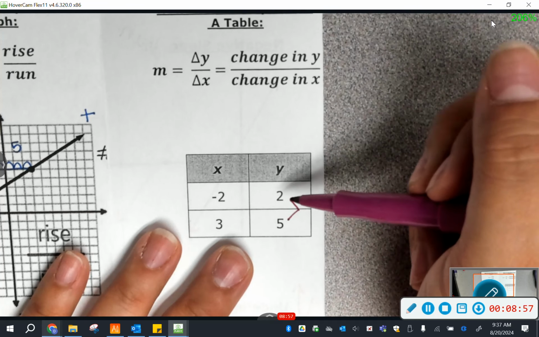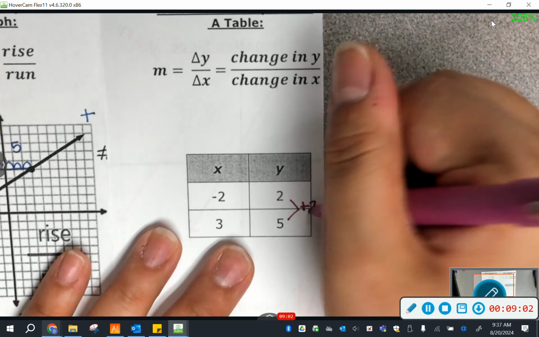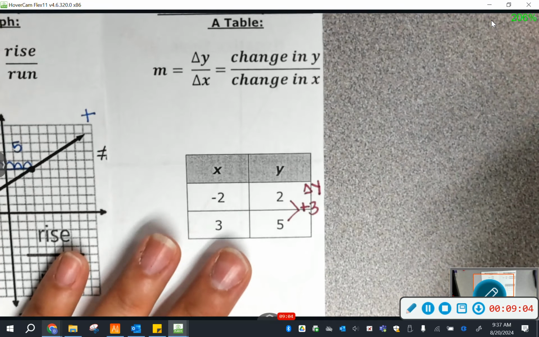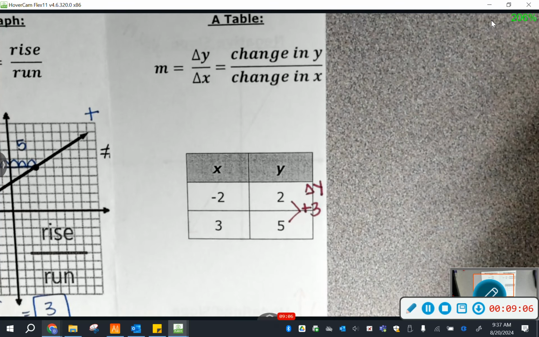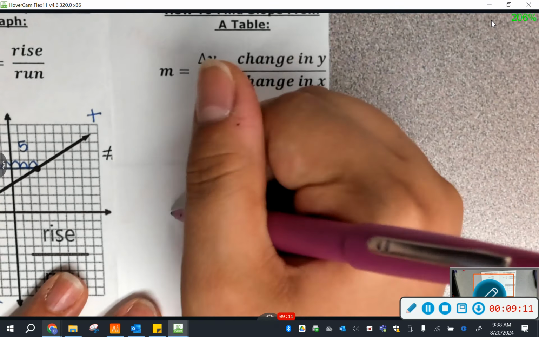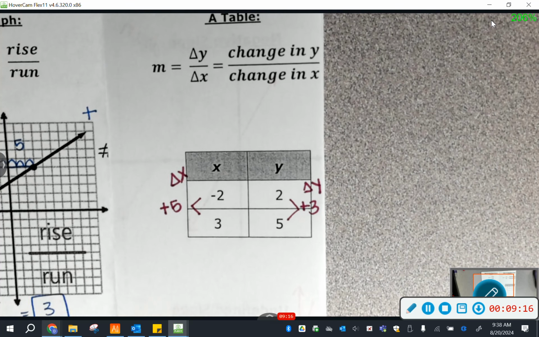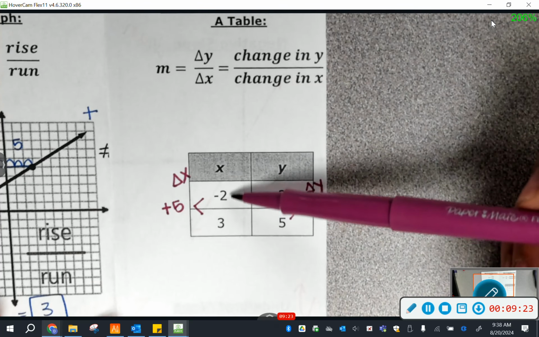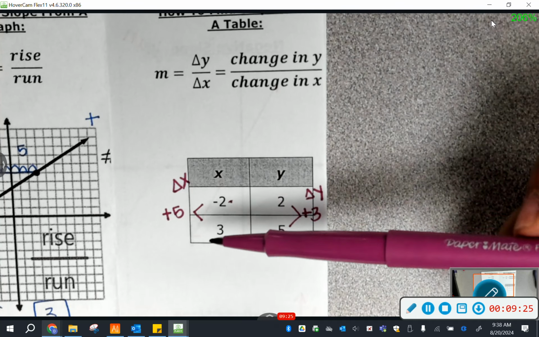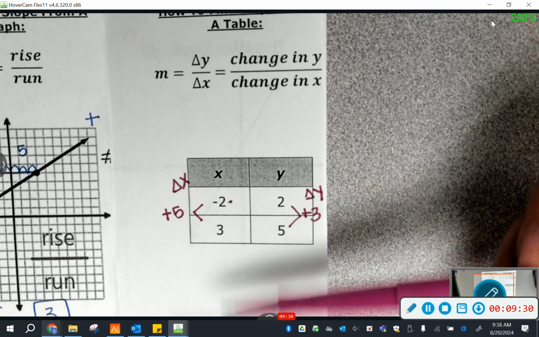How do your y's change? How do you go from 2 to 5? Plus 3. This is your delta y. It's how your y's changed. How do you go from -2 to +3? This is your delta x. Do I have any questions on how I got those numbers? And if you're unsure, you can kind of use a number line to count. If you're at -2, -1, 0, 1, 2, 3. How many is that? Okay.